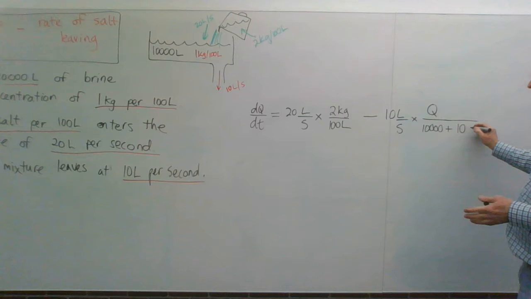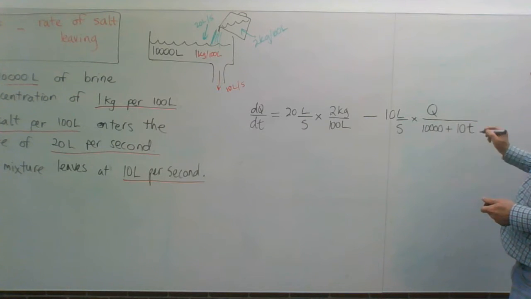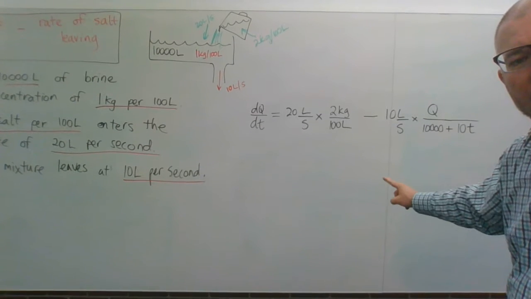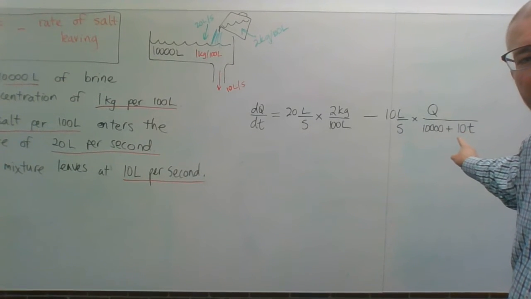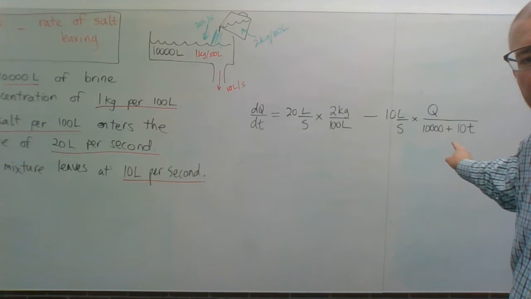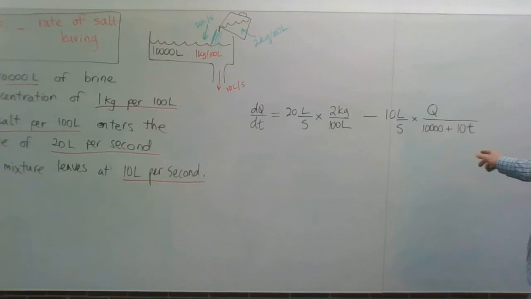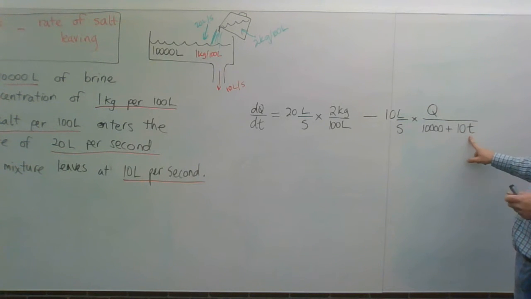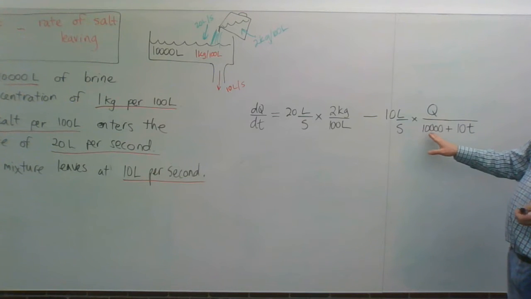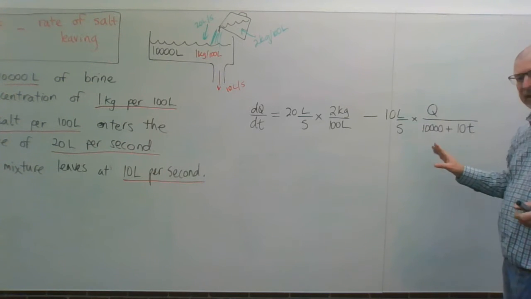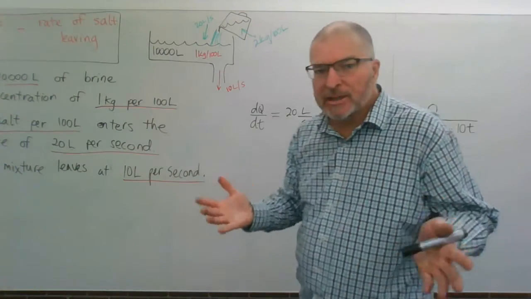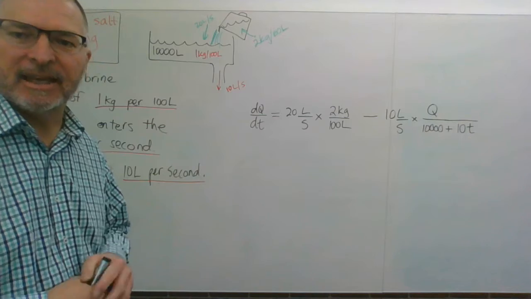So I'm just going to say for each time unit t, where t is in seconds, we're going to have that much more volume of liquid in there. So after 1 second, there'll be 10 litres more in there. After 2 seconds, there'll be 20 litres, 10 times 2 more. So it'll be 10,020 after 2 seconds. So that sorts out the volume. Q keeps changing, but that's the amount of salt that's in there.